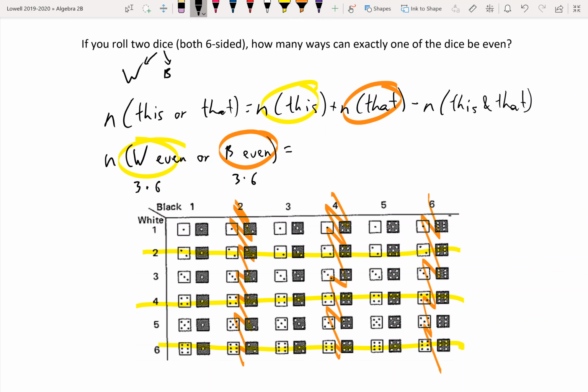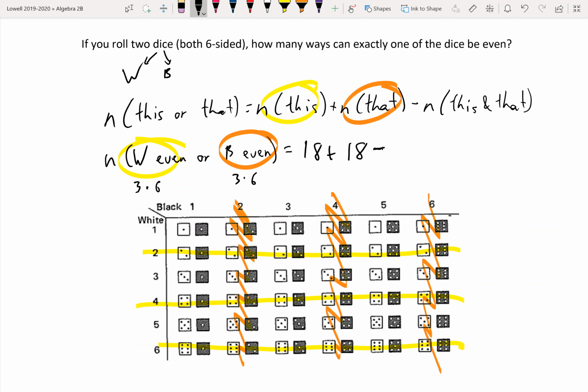So let's write this out. The number of ways to do, quote unquote, this, which is the white die coming up even, is 18. Likewise, there's 18 ways for the black die to come up even, which should make sense since they're the same die. And then, based on what we have been doing, I need to subtract the number of ways that there is a white die and a black die.